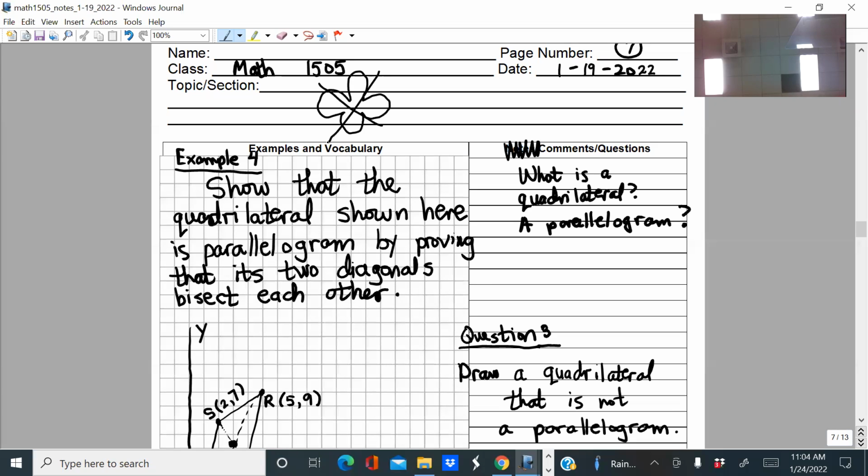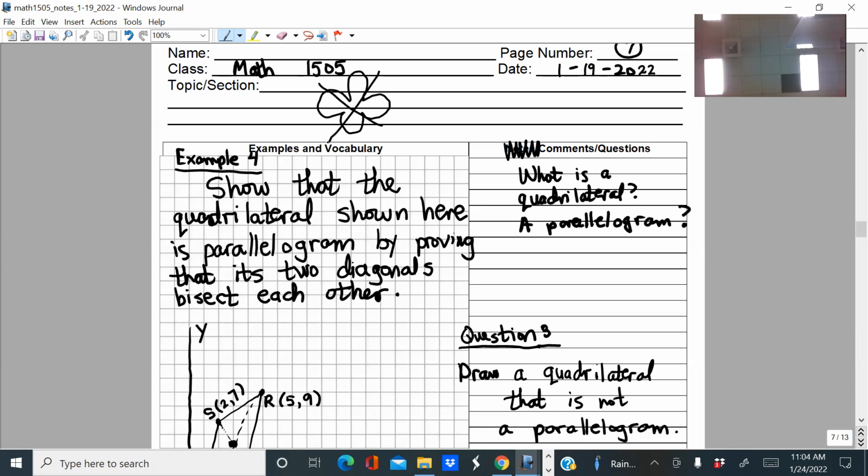Now, if you have a quadrilateral where opposite sides are parallel to each other, parallel means they're always the same distance apart, right? That's called a parallelogram. So most of the quadrilaterals that you're familiar with from geometry are really examples of parallelograms.